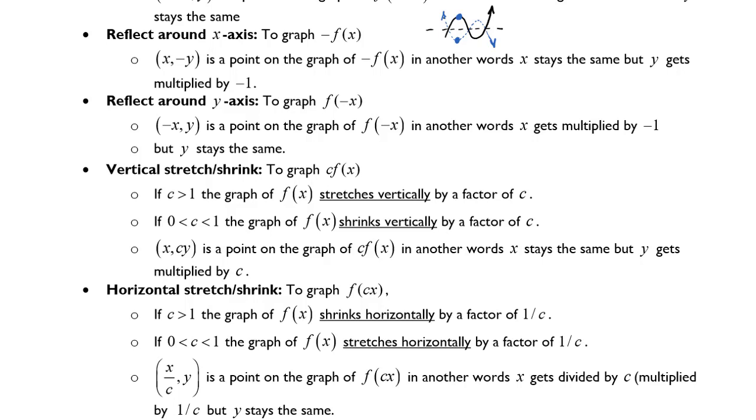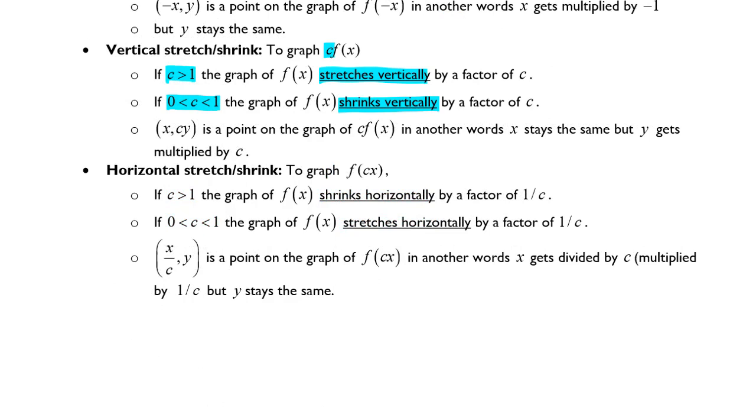If you want a vertical shrink or stretch, you take the graph f of x and multiply it by a scalar on the outside. This can be represented with a constant c multiplied to the outside of your function. If c is greater than 1, the graph will stretch vertically. And if c is between 0 and 1, meaning it's a decimal, f of x shrinks vertically. And your coordinate points will change from just x, y to x, c y, where you scale your y values.